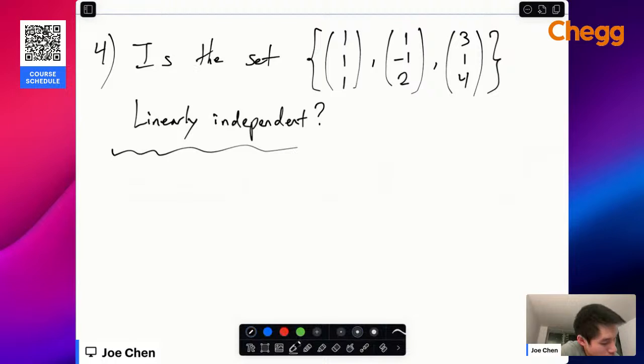Okay, so the way we do this is once again by doing row reduction. Actually, the first step is we want to take all these vectors and put them together into a matrix. So we do it like this.